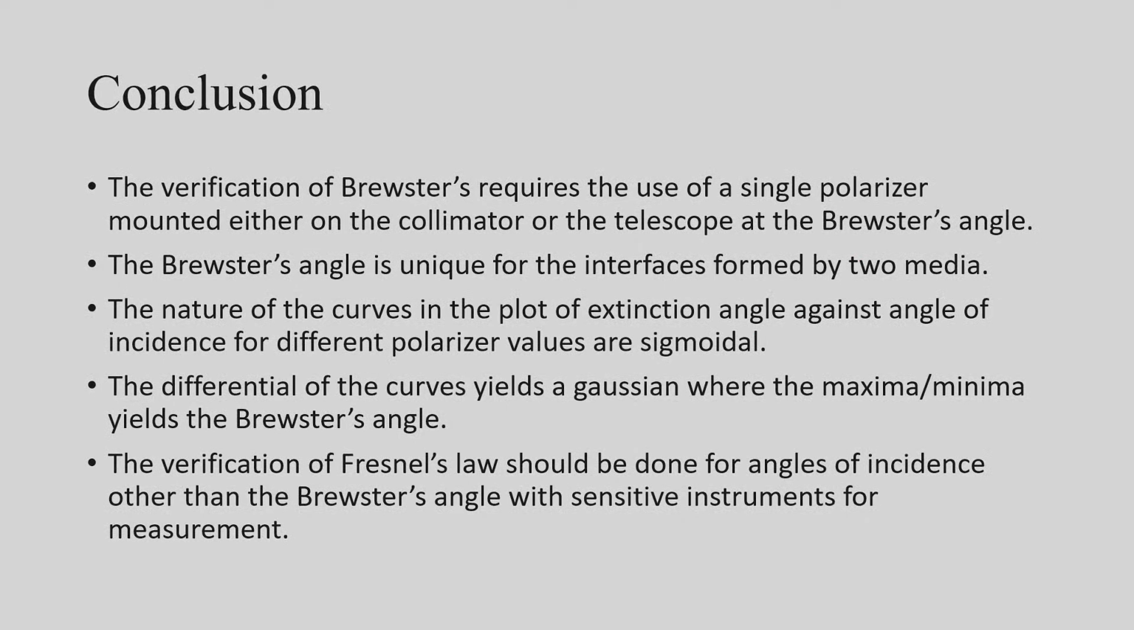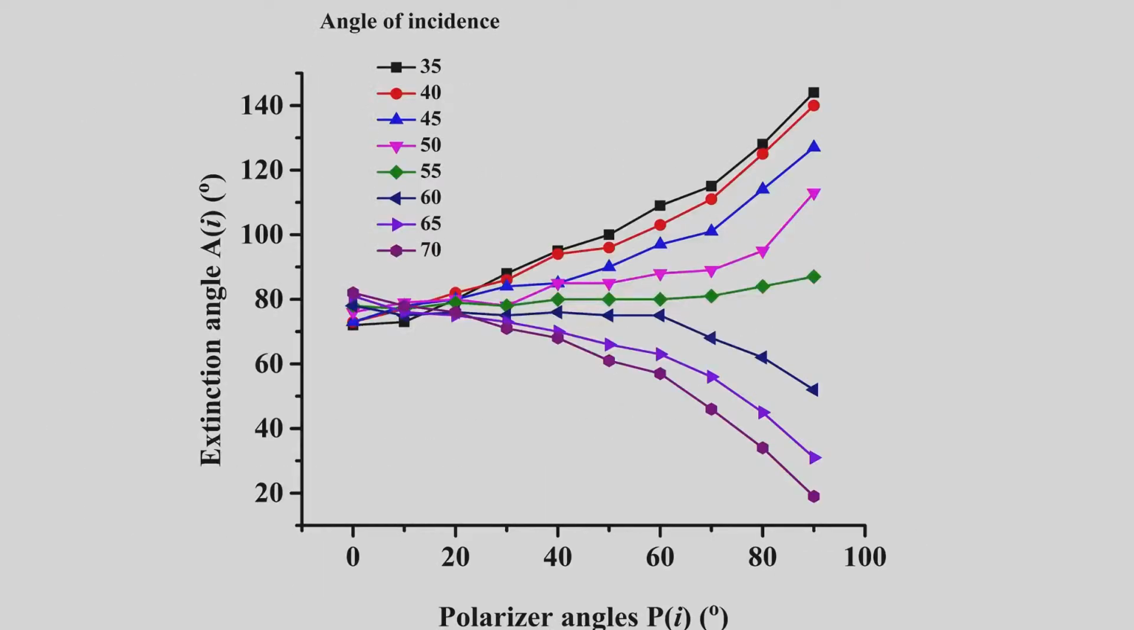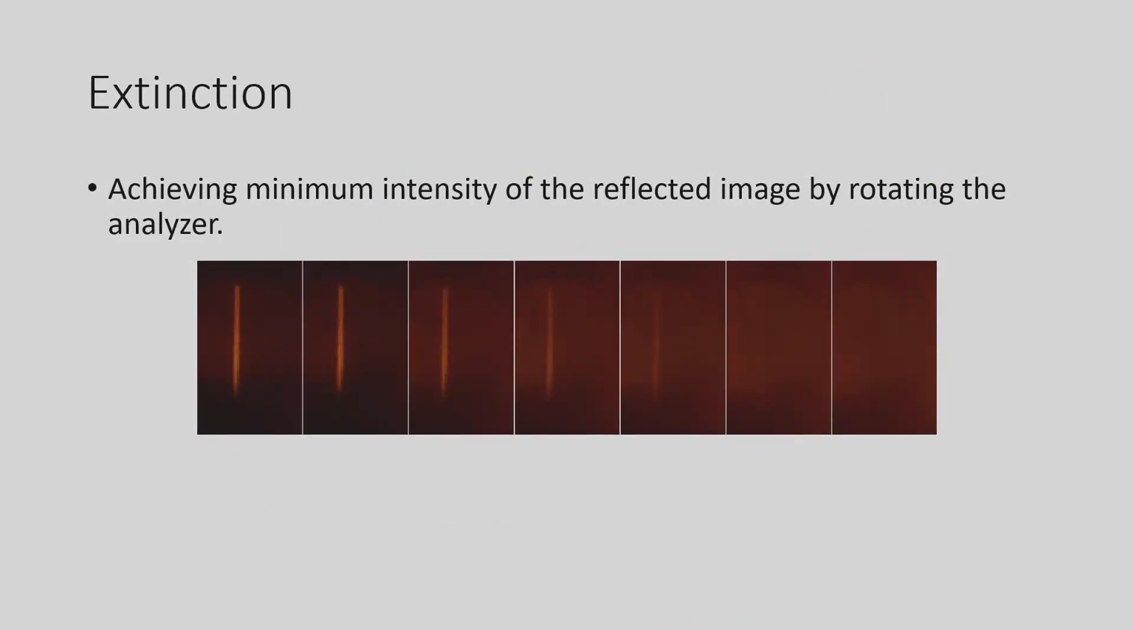So conclusions. The verification of Brewster's law requires the use of a single polarizer. Oh, I forgot to mention this. For the angle of incidence close to the Brewster's angle or at the Brewster's angle, the curve is a straight line, which means whatever the value of the polarizer, extinction happens at the same angle, which means there is independence, which means the light can be crossed with the help of just one analyzer, which is seen here. Light was actually crossed using just one analyzer at the Brewster's angle.